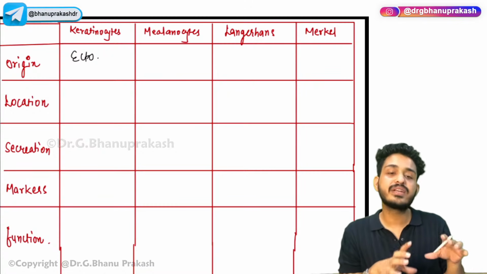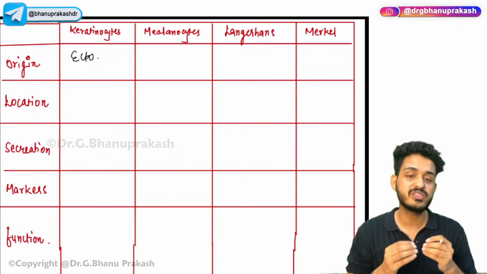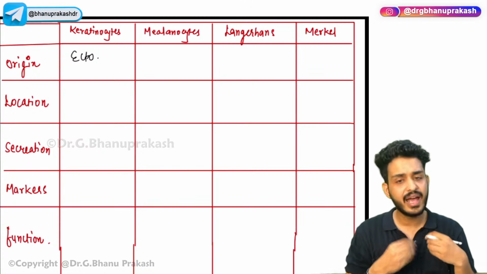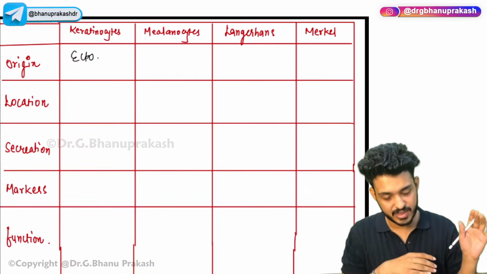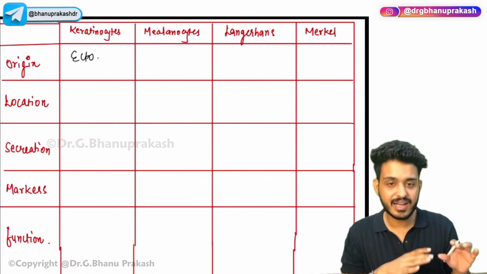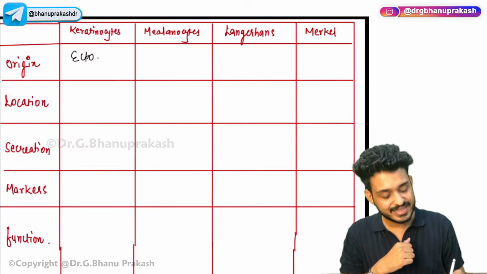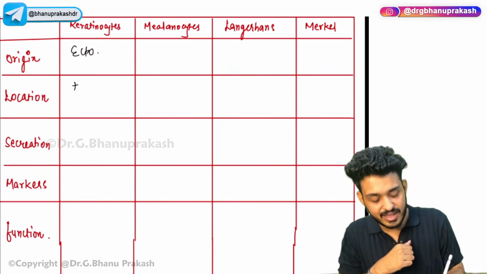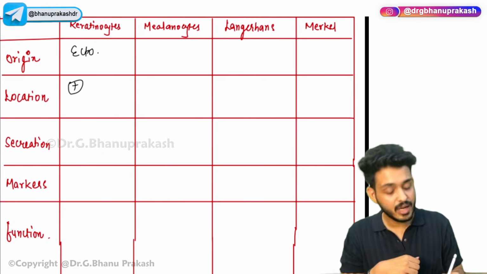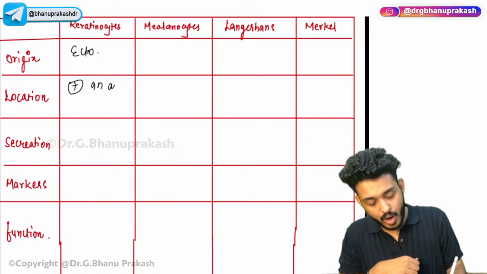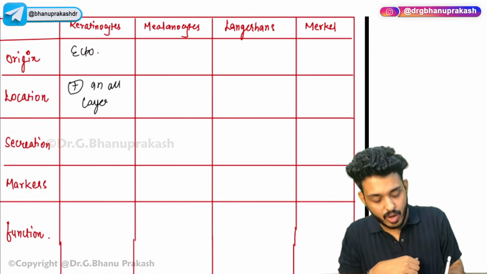This is the table that you need to see just before your examination, be it your FMGE, INI, any examination. Questions are coming from this, right? So whatever questions are coming from this, I have incorporated. Okay, second thing, what is the location? Keratinocytes are present in all layers.